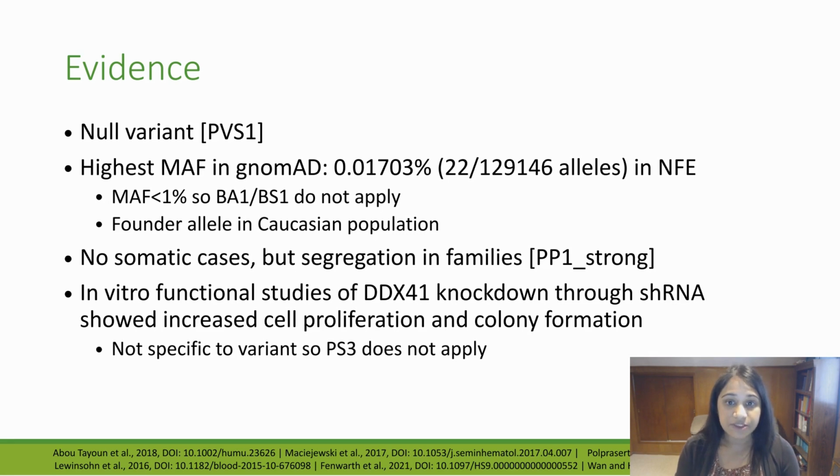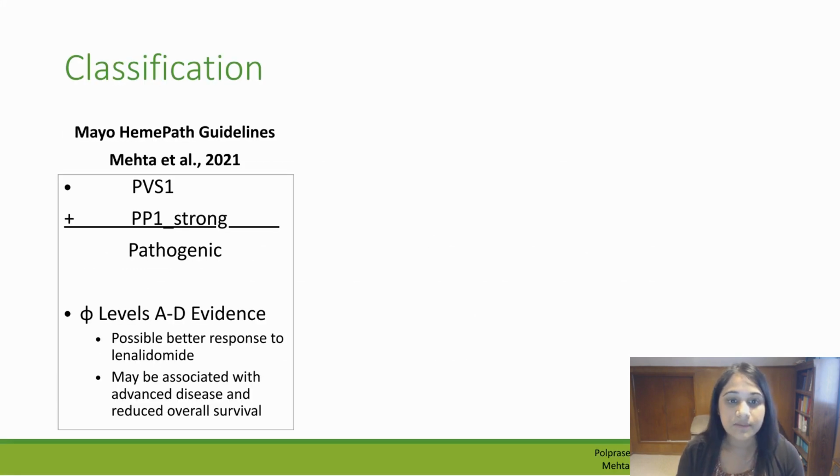In the final research step, you can assess the variant functionally, whether it is based on actual functional studies or in silico evidence for certain variants. In this case, there was no variant-specific functional data, so PS3 cannot be applied, but there was a study that showed complete loss of DDX41 does result in increased cell proliferation and colony formation, which again supports the application of PVS1. Ultimately, PVS1 and PP1 strong apply to this variant, which combines to a classification of pathogenic.